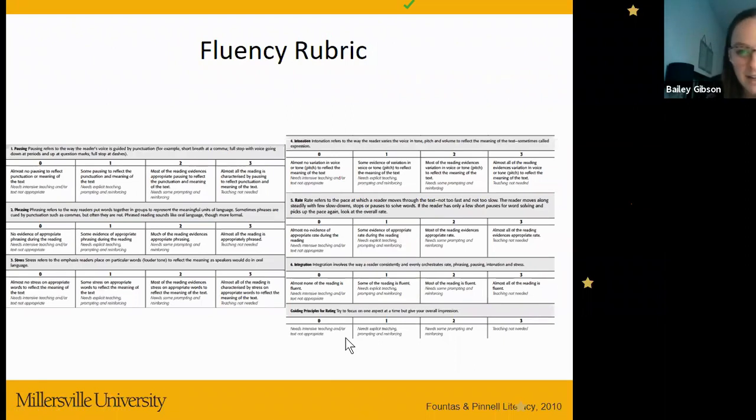It's kind of hard to see, but this is an example of the rubric we used. The only reason we really used it was so that we had a way to quantify fluency, so we could look at the phrasing and the pausing and the rate of his reading.